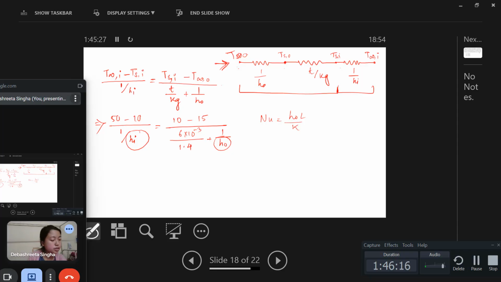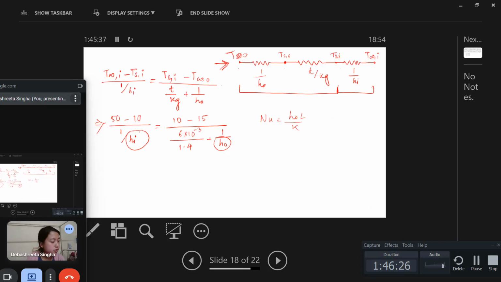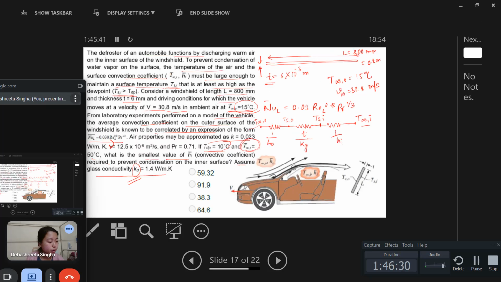Since all the properties for the outside are given, L is L, and we know K also, this K is of the fluid. That is the outside fluid, air properties are given. That's why we are calculating the Nusselt number for the outside. So K is given as 0.023 watt per meter Kelvin.